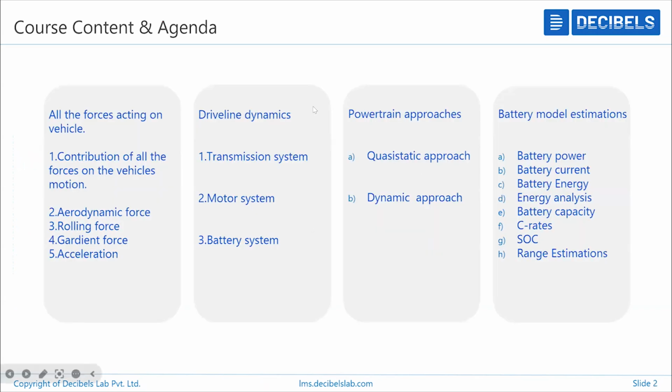So here, just a brief agenda. We'll look into the forces acting on the vehicle, the travel and dynamics, and some approaches. Why two approaches? Why don't we stick with only a single approach? Why do we need to go with a double approach, that means two approaches? What is the need of these approaches? And at the end, the model estimations.